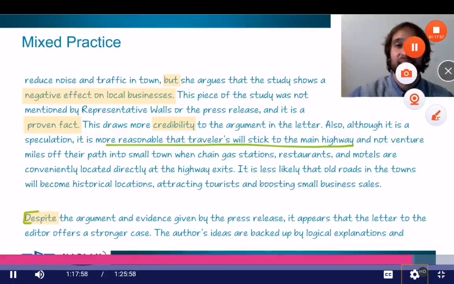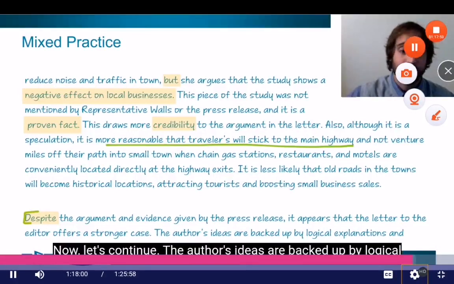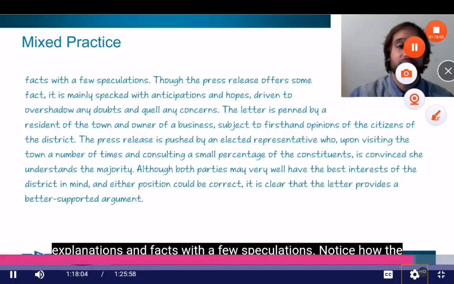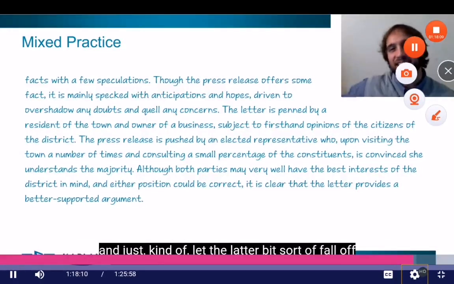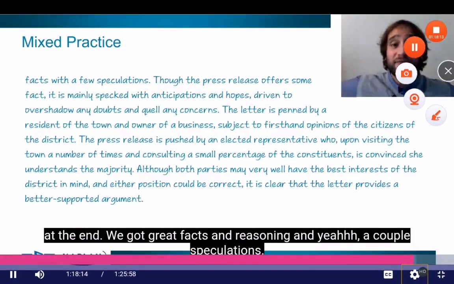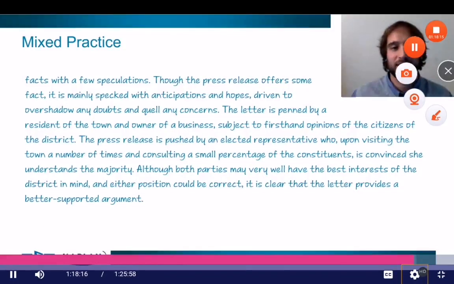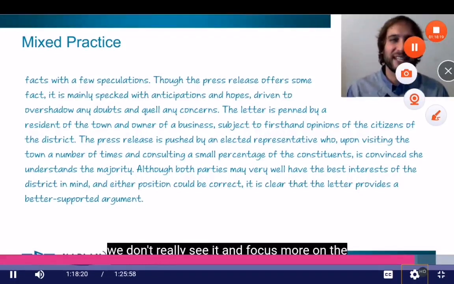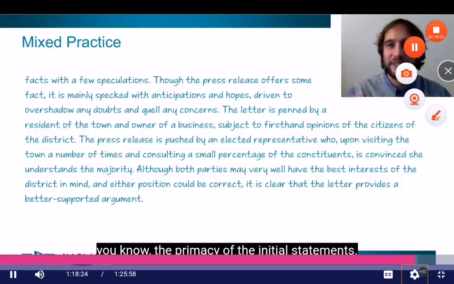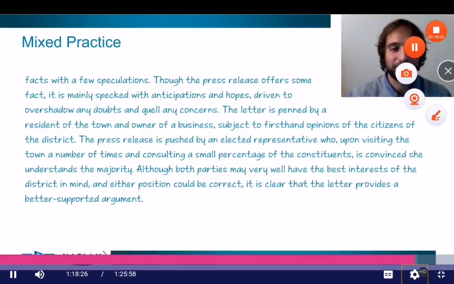Fantastic. Now, let's continue. The author's ideas are backed up by logical explanations and facts with a few speculations. Notice how the author snuck that in there, right? Let's say the good stuff first and just kind of let the latter bit sort of fall off at the end. We got great facts and reasoning, and a couple speculations, right? Kind of like it's just snuck in there, to where we don't really see it. We focus more on the primacy of the initial statements.